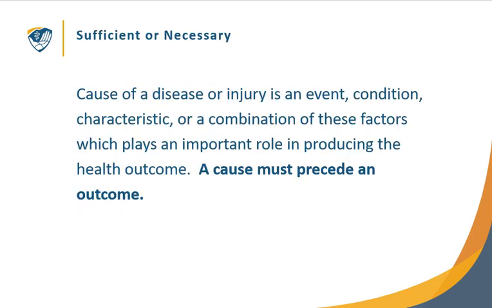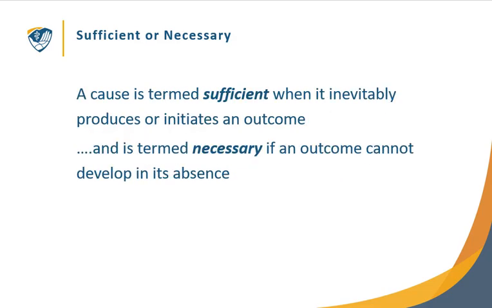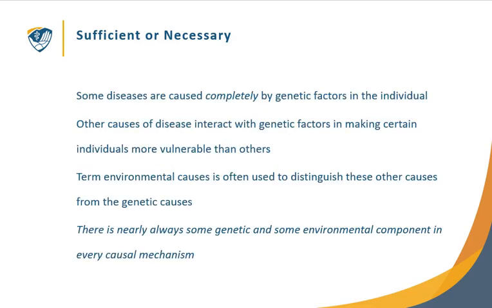Cause of disease or injury is an event, condition, characteristic, or a combination of these factors which plays an important role in producing the health outcome. A cause must precede an outcome. A cause is termed sufficient when it inevitably produces or initiates an outcome. And a cause is termed necessary if an outcome cannot develop in its absence.